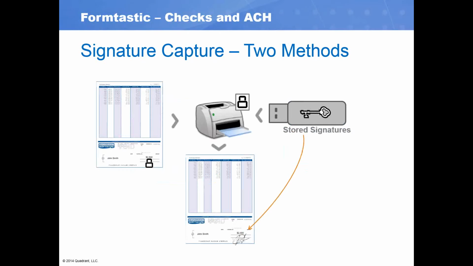So when you need to do your check run, you plug in this secured flash drive with the signatures pre-installed on it. You plug that into your printer. You print your checks with your signature automatically included on each one. And when you're done printing, you pull the USB plug out and put it in a locked cabinet or in a safe.